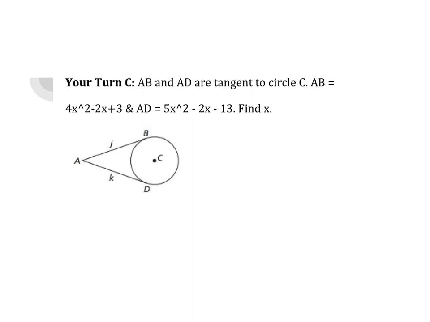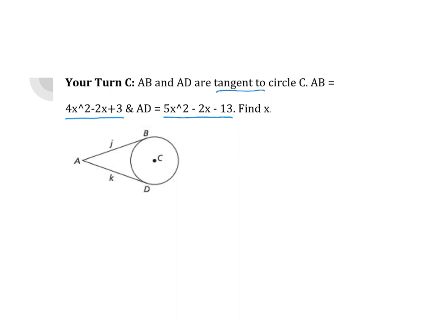For our final example, we have AB and AD are both tangent to a circle. AB is equal to 4x squared minus 2x plus 3, and AD is equal to 5x squared minus 2x minus 13. So go ahead and hit pause now and try and solve for x using the information given to you.